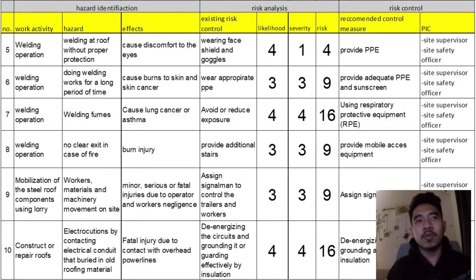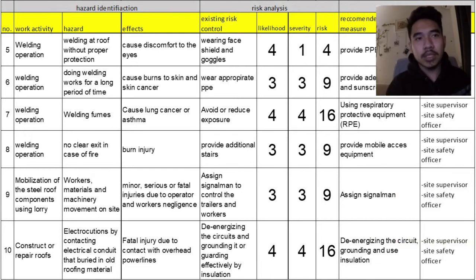The next work activity is mobilization of the steel roof components using a lorry. The hazard related to this is workers, materials, and machinery movement on site. When there is mobilization of materials such as the steel trusses of the roof, this arises some sort of risk. The effects of these materials falling off or not being tied up securely on the lorry are minor, serious, or even fatal injuries due to operator and worker negligence.